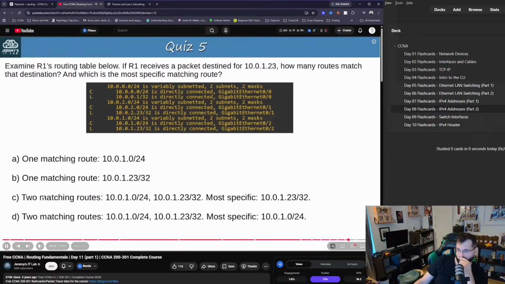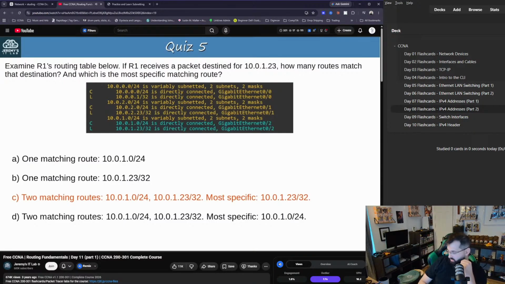C. Pause the video now to examine the routing table and select the best answer. C. Okay, the answer is C. There are 2 matching routes, 10.0.1.0/24 and .23/32. The most specific matching route is the route to .23/32, so that route will be selected. It's a local route, so that means R1 will receive the packet for itself. It won't forward it to another device.